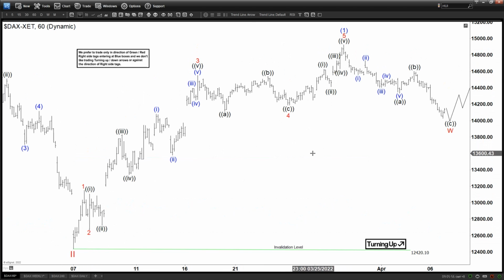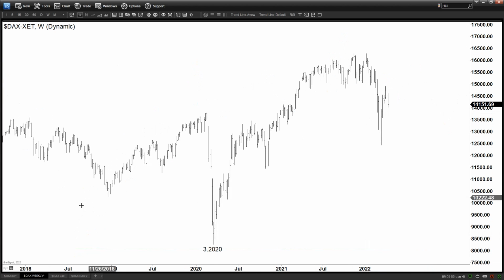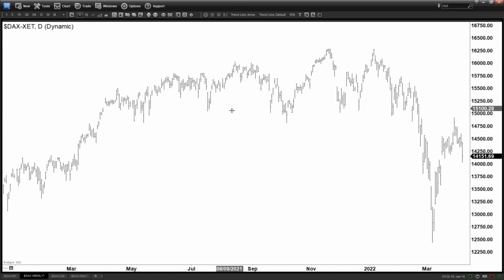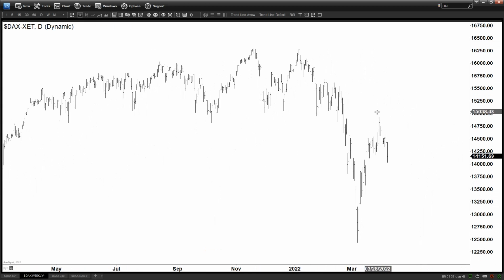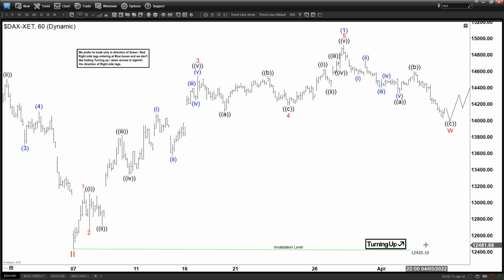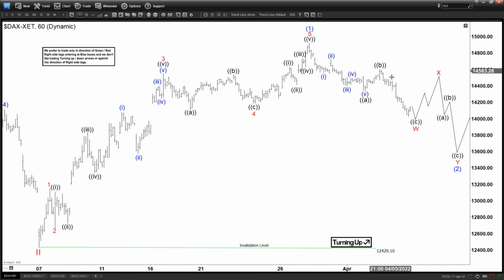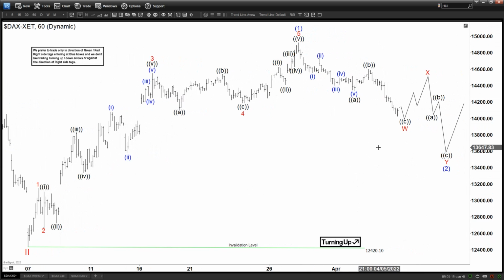Again, if you look at the higher time frame, it does look like a 5 waves. It does look like an impulse, especially if you look at the weekly, or let me downgrade to the daily here. The daily also looks better as a 5 waves, right? So overall, what that means is, as long as we stay above 12,420, we can get another leg up.